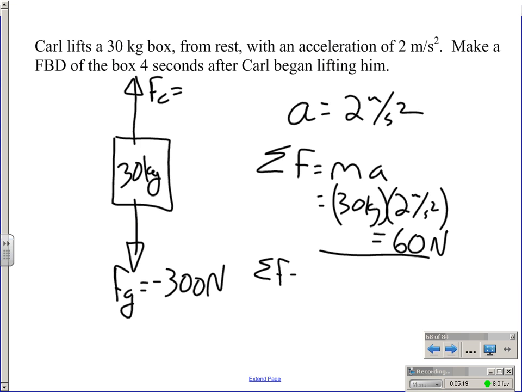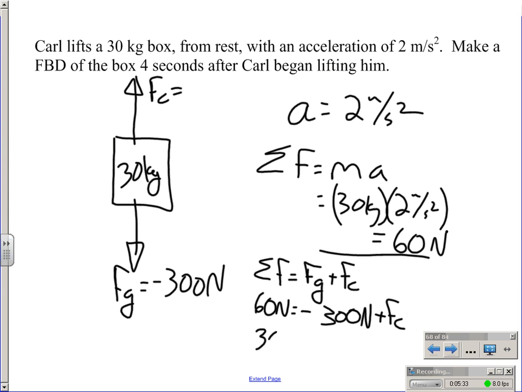Your net force is the force of gravity plus the force of Carl. So 60 newtons is the net force. Force of gravity is negative 300. Force of Carl is what you're looking for. Add 300 to both sides, and you get 360 newtons equals the force of Carl.